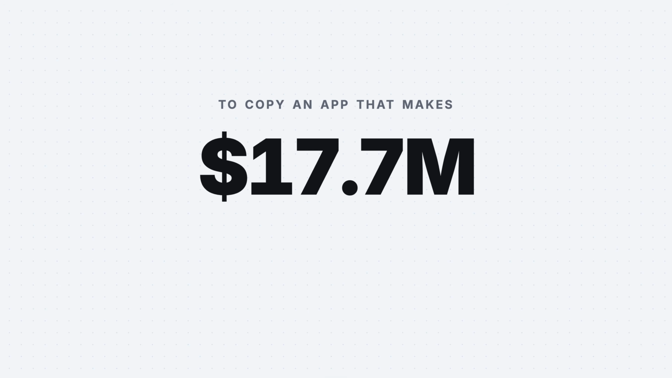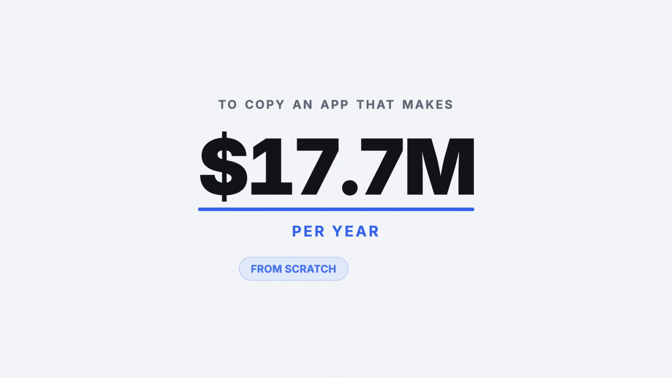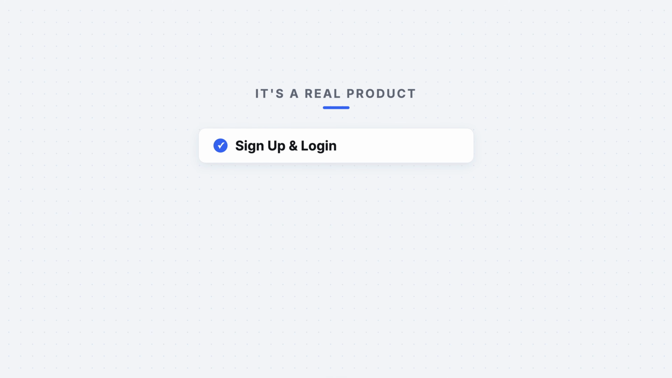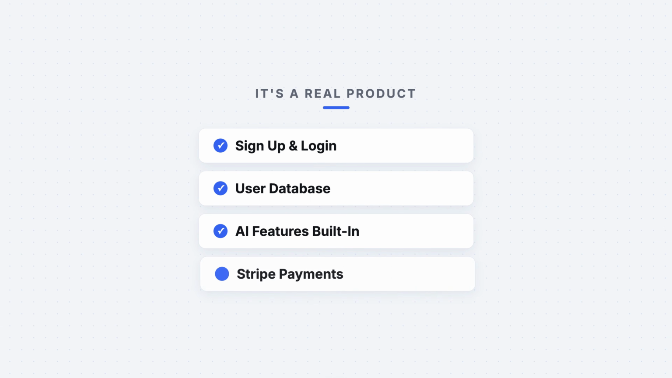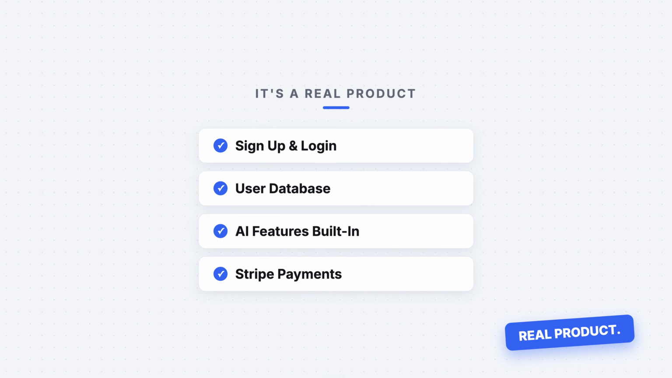In this video, I'm going to show you how to use Blink.new to copy an app that makes $17.7 million a year from scratch without touching any code. And this won't just be a demo that looks good on camera, it's a real product with sign up and login, a database of every user, AI features built in, and Stripe payments so it can actually make money. Because that's the whole point of Blink.new.